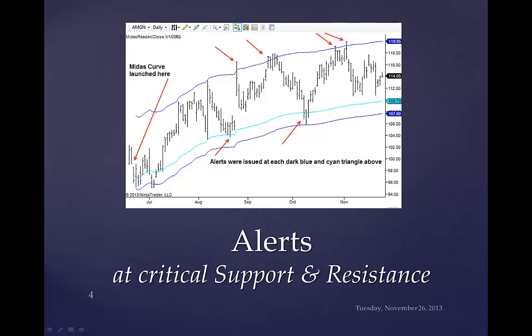So what the scanner is doing for you here, this is a visual representation of the actual alert that the scanner gives you. You're launching the Midas curve, and then you let the scanner take over from there. If you were to look at a chart with the Midas curve on it, which you will have access to, the points where you see the little triangles, the cyan and then the dark blue triangles, and where the red arrows are pointing, you would have been alerted at the end of those days.